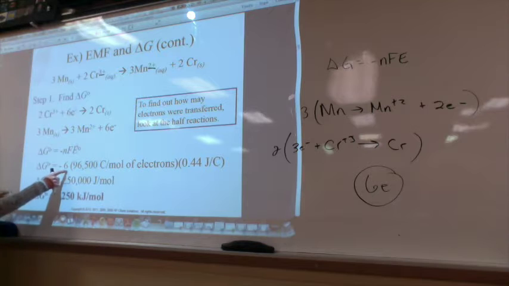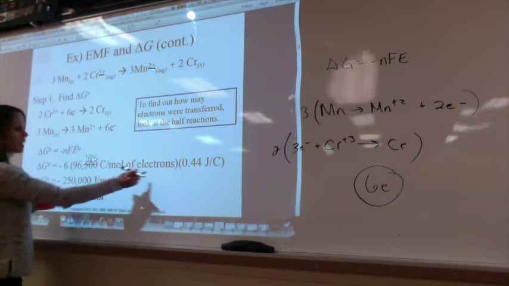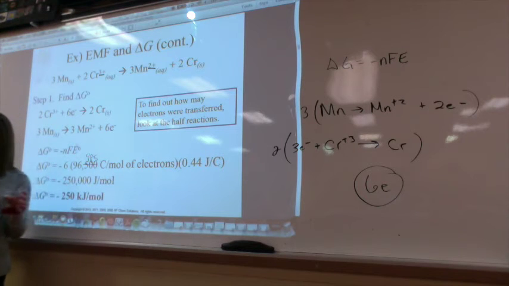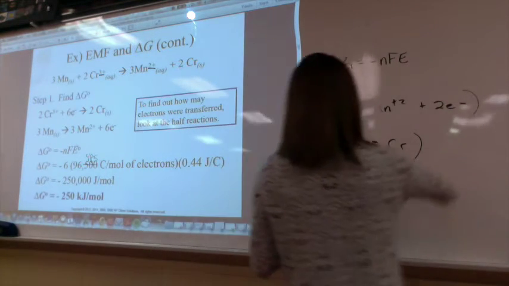All right, so negative 6 times Faraday's constant, 96,485, and then times my voltage, 0.44. So we're going to end up with joules, and I'm going to show you how you can calculate this with just your units to see what your units end up with.